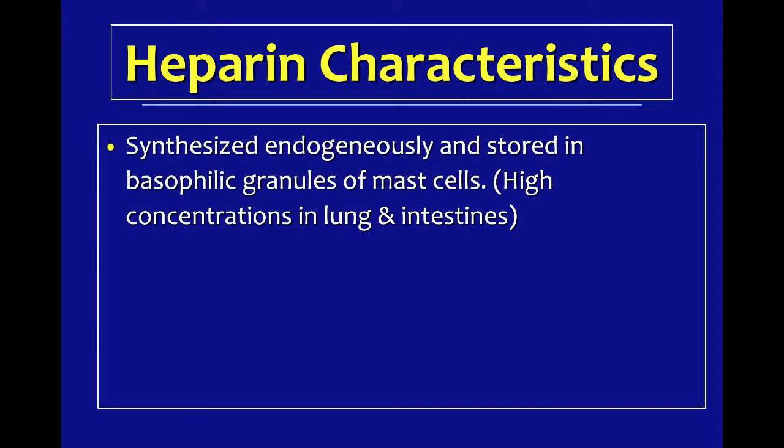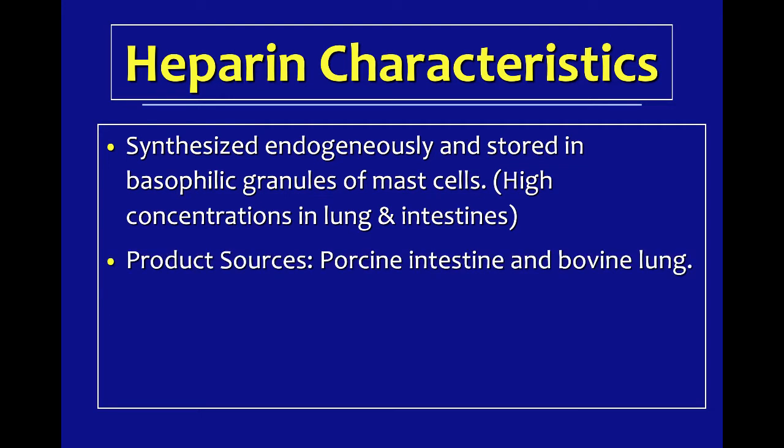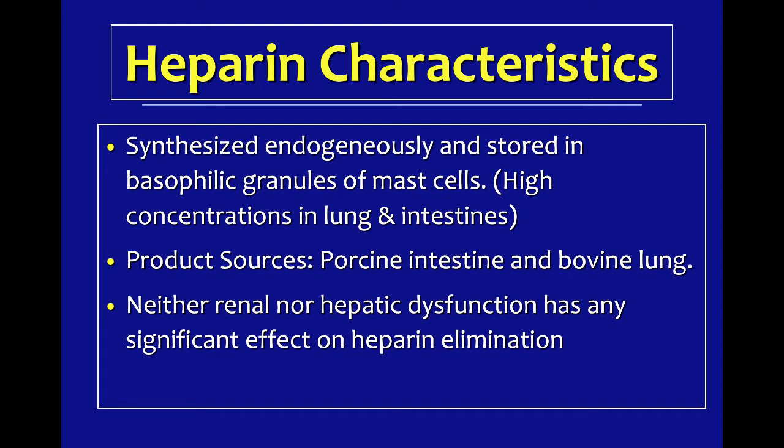Heparin has some really great characteristics, but it is synthesized endogenously. We all make our own heparin. It's stored in basophilic granules of mast cells, with high concentrations in the lungs and intestines. And the sources that we have historically used to manufacture heparin have been from pig intestine and cow lung. Neither renal nor hepatic dysfunction has any significant effect on heparin elimination.